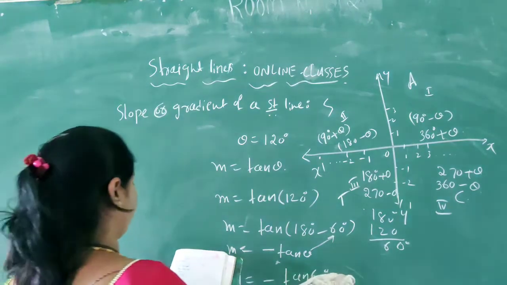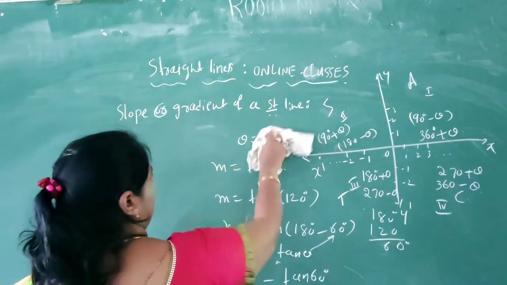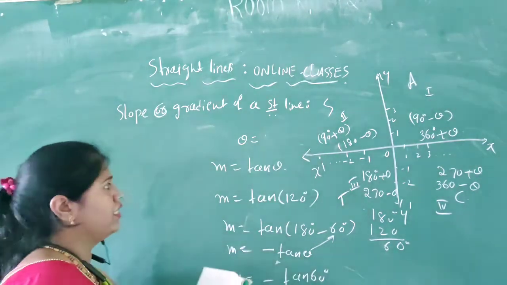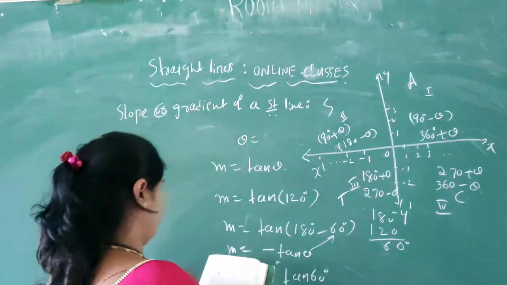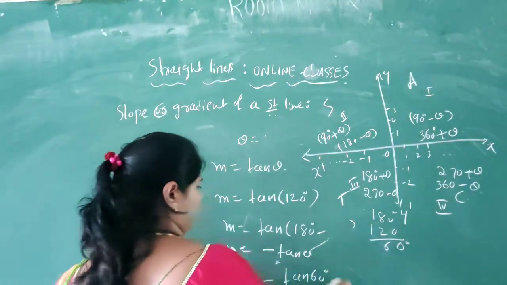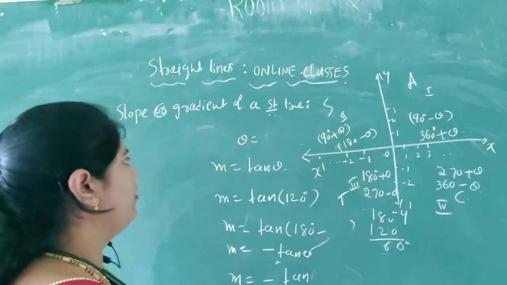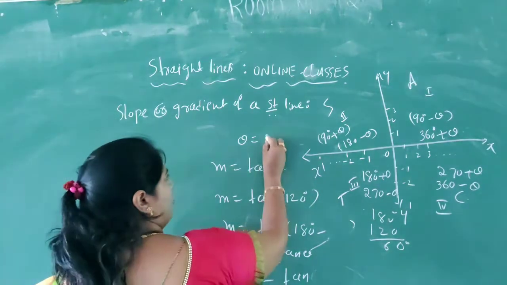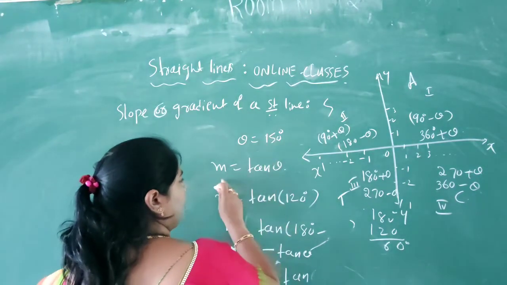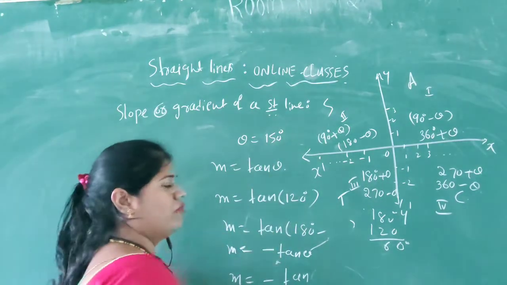Similarly, the next question will be 150 degree. Just go for 150 degree. If theta is 150 degree, then m is equal to tan theta will be the formula.